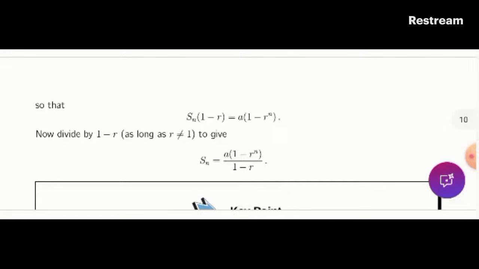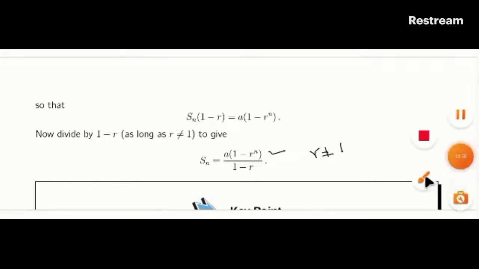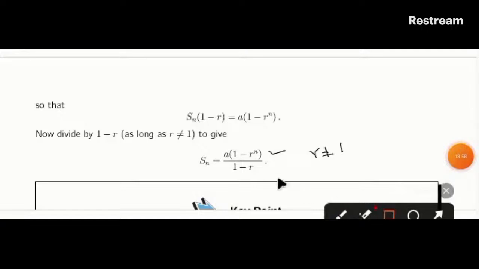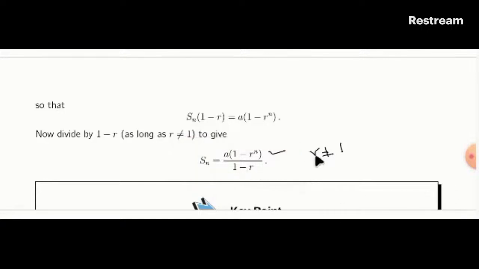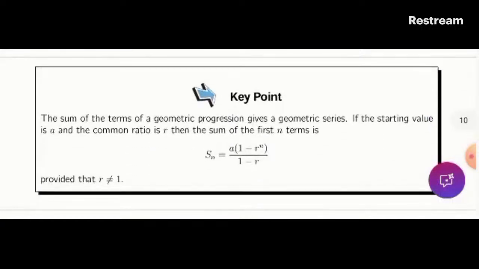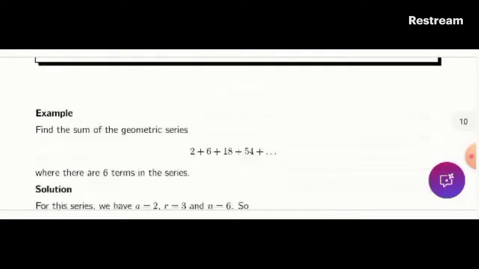Good. So we divide both sides by 1 minus r, and you're going to get this. But there's a restriction, right? The restriction is that your r here cannot be equal to 1. So this equation is valid if and only if r is never equal to 1. So this is valid for that particular reason. So key point, this now becomes our formula for the sum of a GP, right?